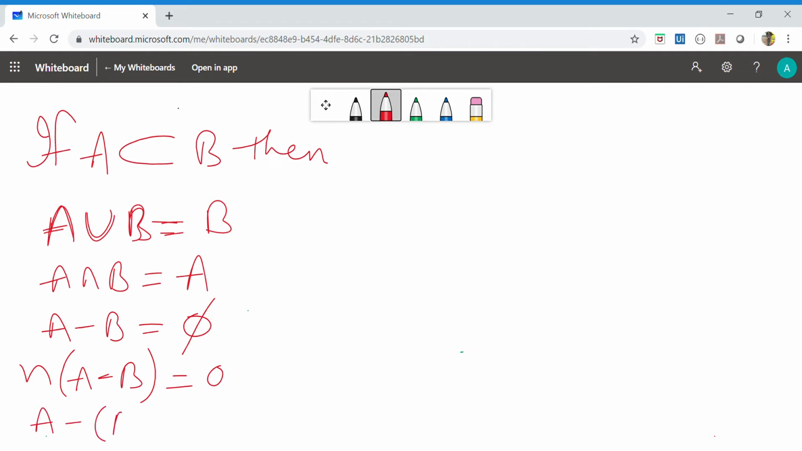Next, A minus of A minus B becomes what? A minus B is the null set. A minus of the null set becomes A. These are the important things you have to remember.